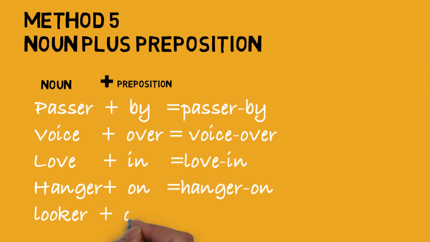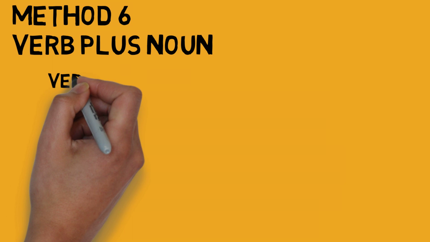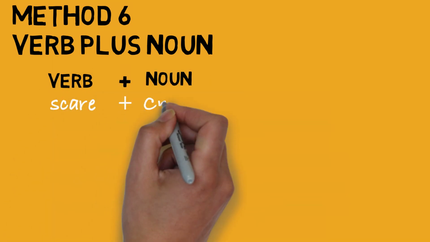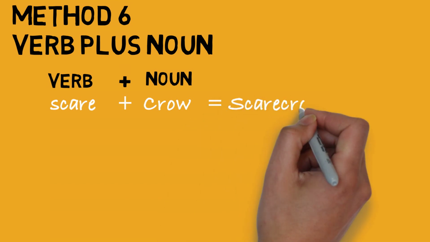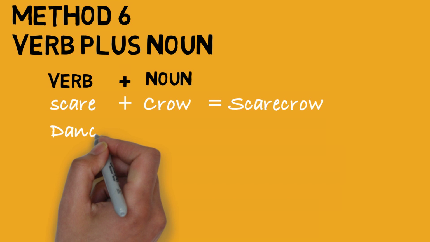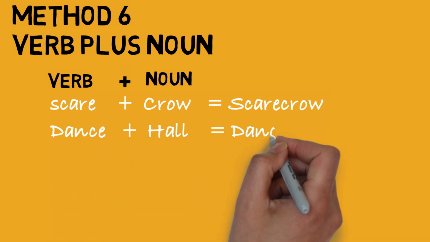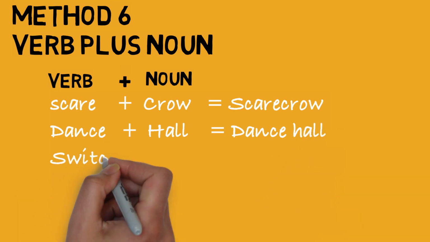The sixth way to form compound nouns is by combining verbs and nouns. Ada banyak contoh dari kategori gabungan kata kerja dan kata nama seperti scare, crow. Scare is a verb. Crow is a noun. And together they form a new word, scarecrow. Or dance, which is a verb. Hall, a noun. Together they form dance hall, a new noun.